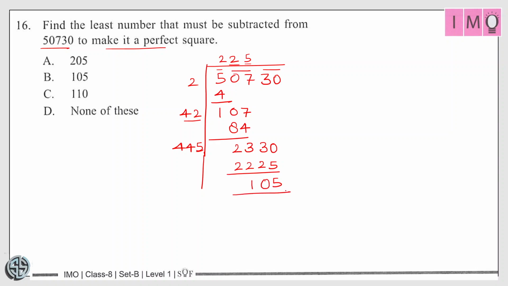Okay, 2 minus 2 is 0. So this is the remainder you are getting. So when you subtract that from the initial number, you will get the remainder as 0. So this is the extra number that you need to subtract from this number to make it a perfect square. So option B will be the correct answer for this question.